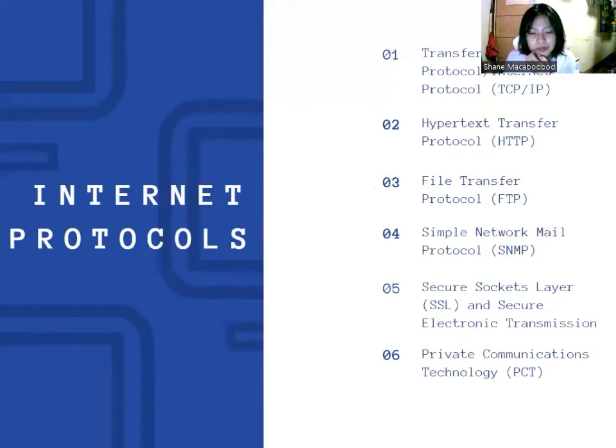So here are the various types of protocols used in internet. So first is the Transfer Control Protocol or Internet Protocol, the TCP/IP. So this is a basic protocol that permits communication between internet sites. So it controls how individual packets of data are formatted, transmitted, and received. And also the TCP portion of the protocol ensures that the total number of the data bytes transmitted was received.